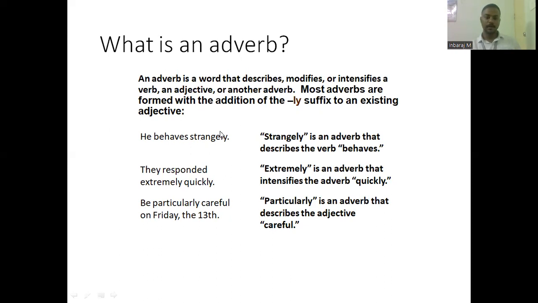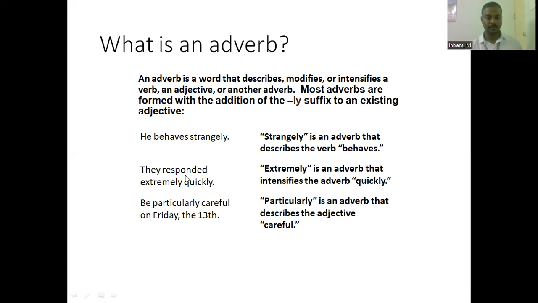And mostly adverbs are formed with the addition of the ly suffix to an existing adjective. Look at these sentences. We'll see a few examples. He behaves strangely. Strangely is an adverb in this sentence that describes the verb. How does he behave? He behaves strangely. So here, the adverb strangely describes the verb behaves.